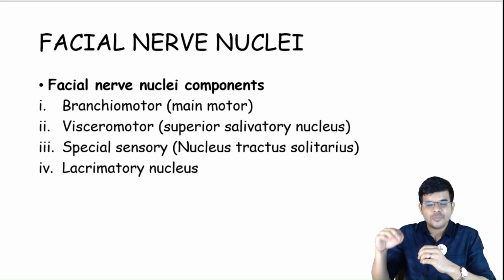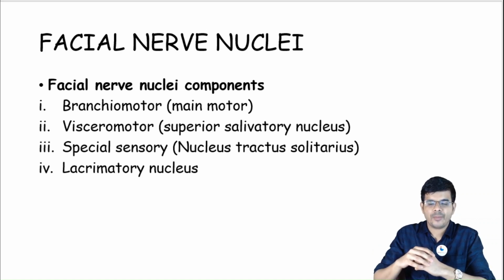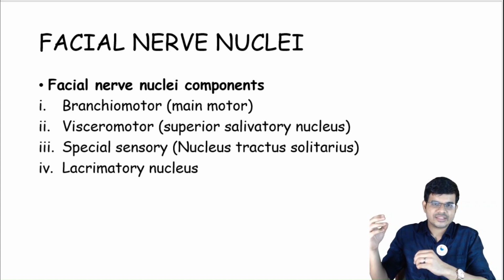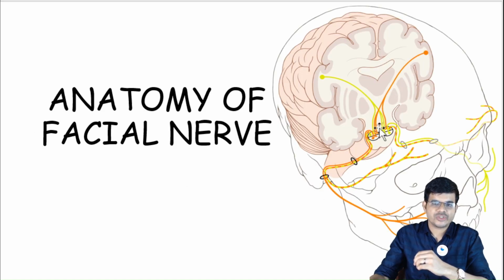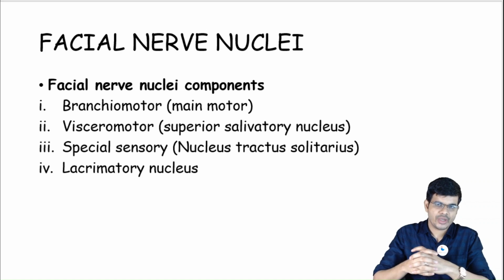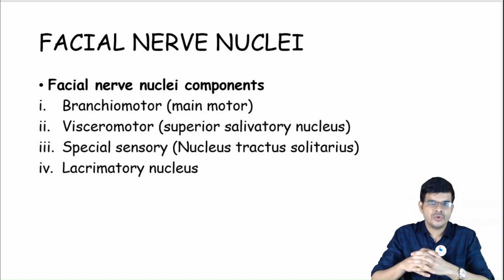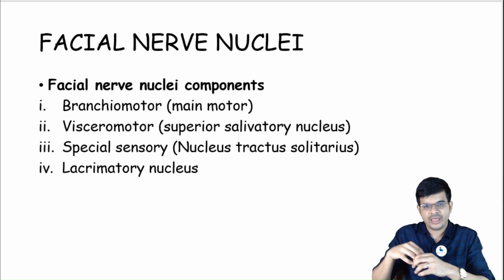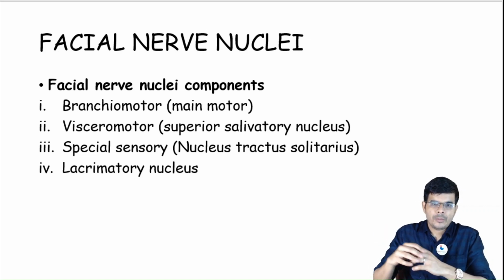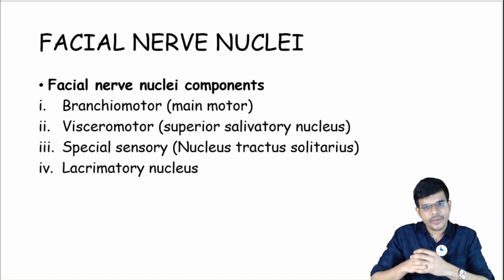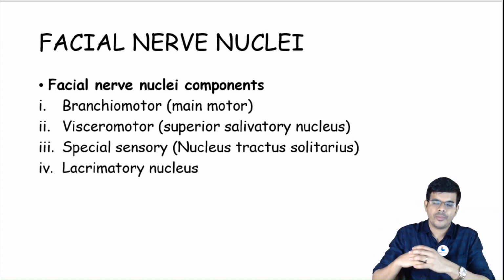Okay, and this motor part of the facial nerve is being supplied by the cerebral cortex. The precentral gyrus of the cerebral cortex sends fibers to the facial nerve nucleus from the opposite side. As you can see here, it is crossing over from the opposite side and supplying the facial nerve nucleus. It is going through the internal capsule, the genu of the internal capsule, and finally reaches the facial nerve nucleus, which is situated in the pontomedullary junction.